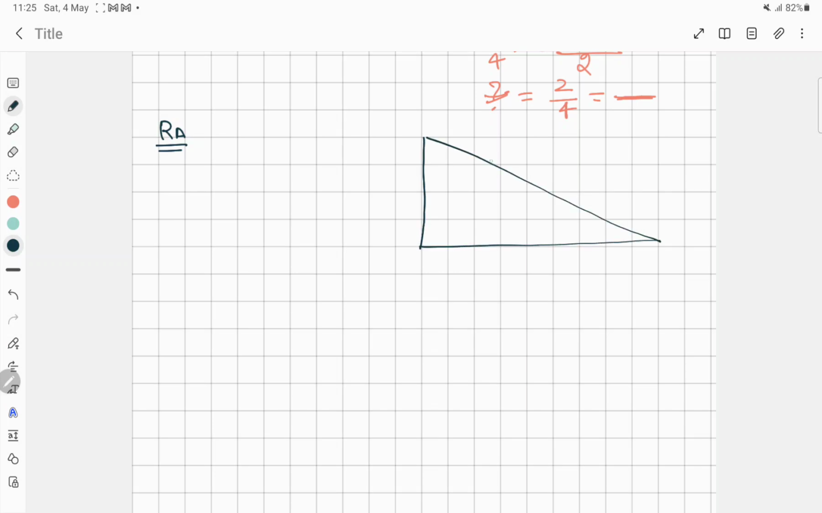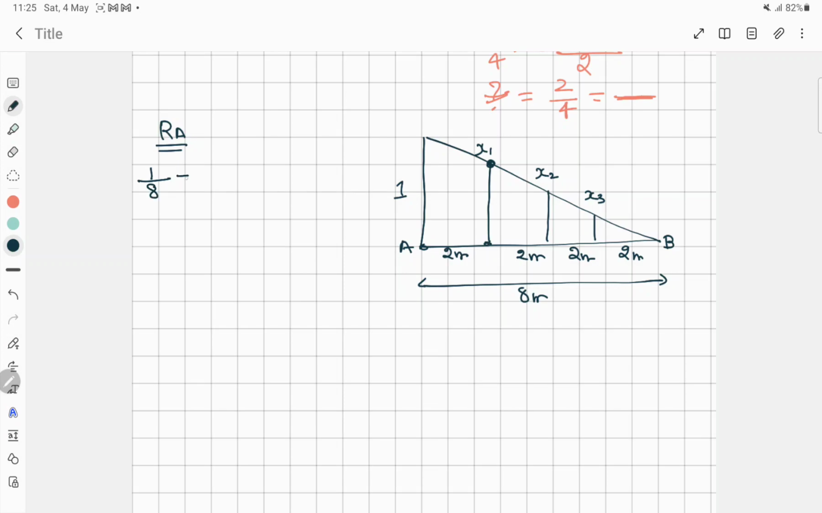Influence line diagram, and here and here, this one x1, x2 and x3, and this point is 1, and the whole distance is 8 meter. Each distance from this to this is 2 meter, and this point is A and this point is B, right? Now we have to find for this point, then it will be 1 by the whole distance 8 is equal to this triangle, right?